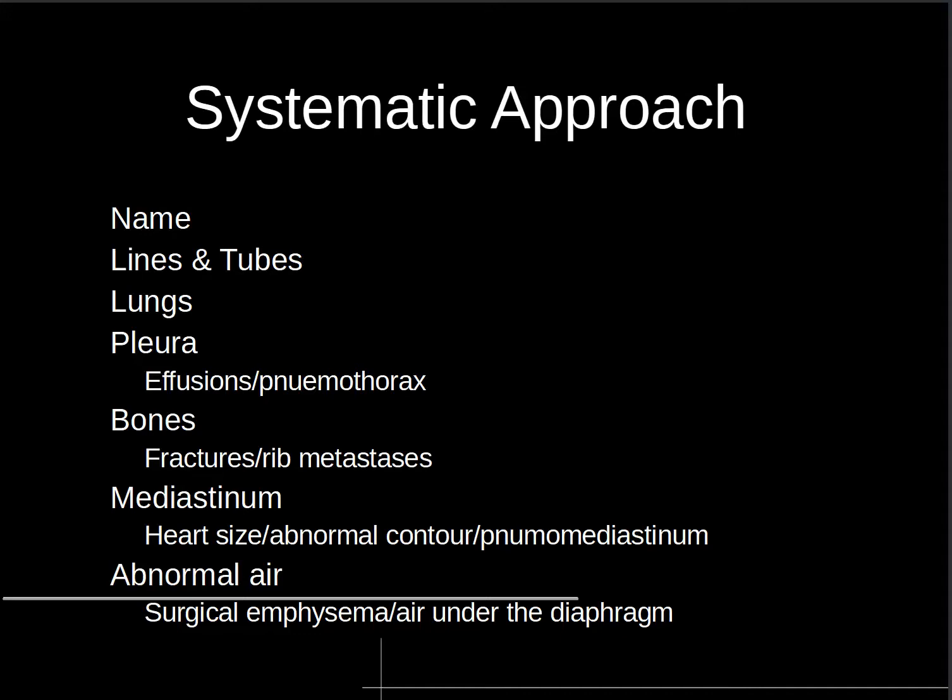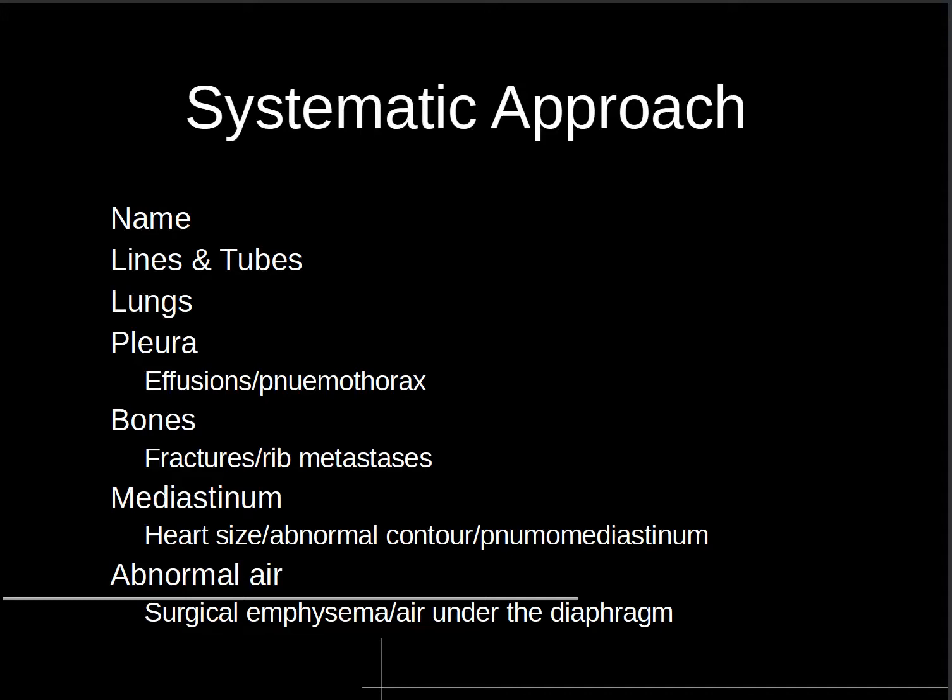Look at the mediastinum, comment on the heart size, look at the contours of the mediastinum. Look for air within the mediastinum, which is a pneumomediastinum, which might indicate esophageal rupture. And then look for abnormal air or abnormal shadowing. Abnormal air occurs in surgical emphysema. You also get air under the diaphragm pointing to hollow organ perforation.